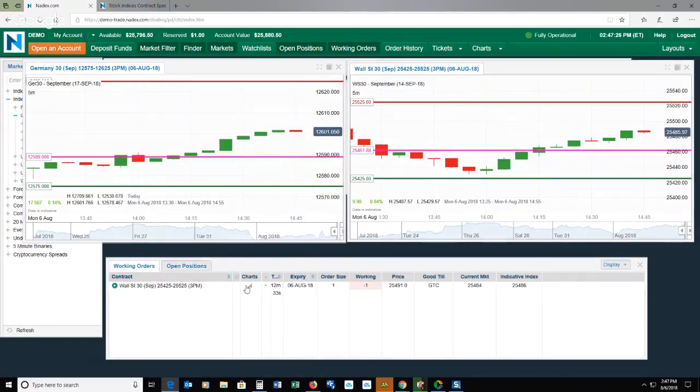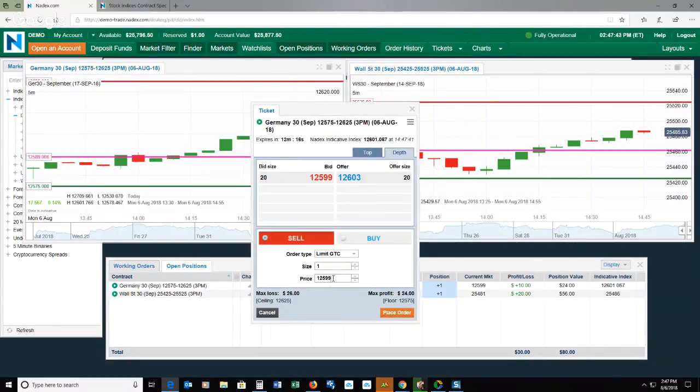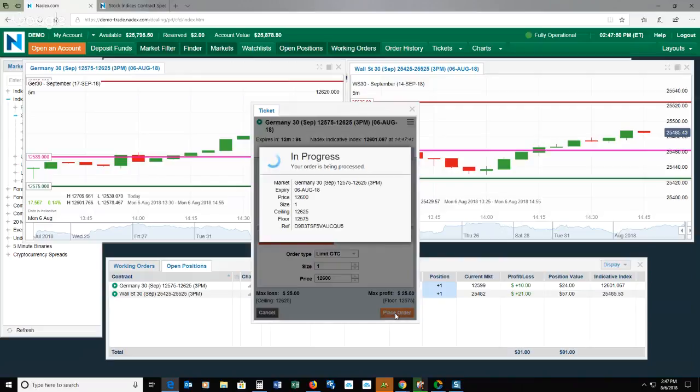If you go to working orders, you can see that that order is there. Additionally, you could do that on the Germany 30. For example, right now, the current market is $5.99. So let's say that I want it at 600. I'm going to type 600 and place the order.